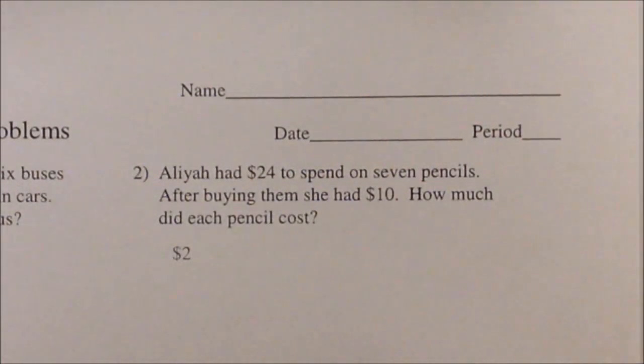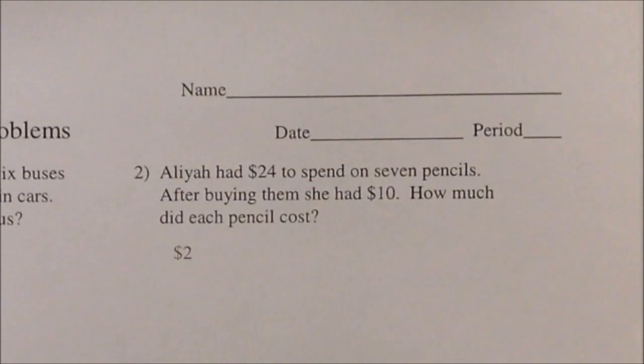For example 2, I am using the second problem from the independent practice. It says Aaliyah had $24 to spend on 7 pencils. After buying them, she had $10. How much did each pencil cost? Pause the video to copy down this word problem. Next, we're going to work on putting the information and writing our equation, then solve for our unknown variable.